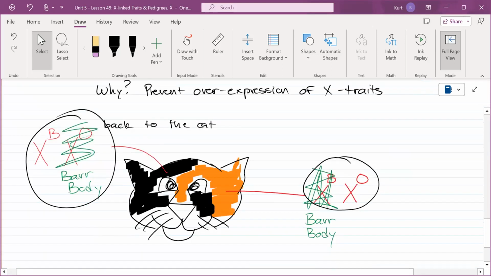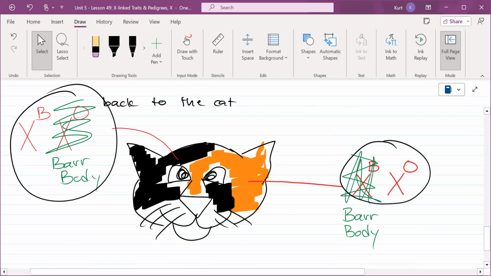So the example I have with this ugly-looking cat here, I want you to look at the orange part of this cat's face. Listen to my questions carefully. Does that cat have 2 X chromosomes in every cell on the part of its face that is orange? Yes. Which X chromosome is the bar body on the orange part of its face? Is it the X chromosome carrying the orange gene or the X chromosome carrying the black gene? Black. So what's the only trait that's left to express?